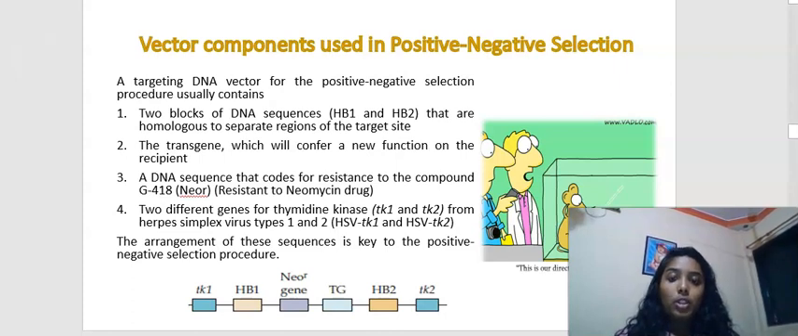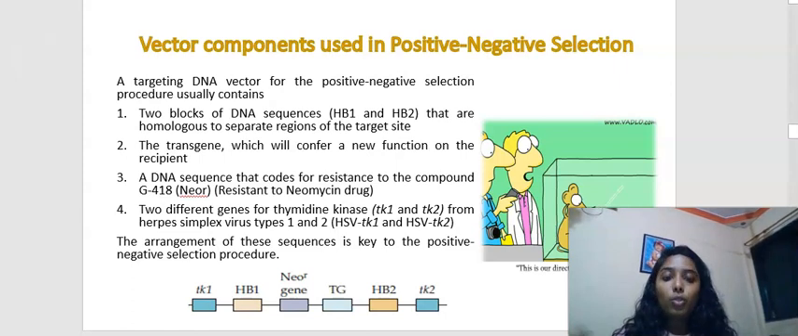The next component, that is your last component, is again a marker gene. This gene is called the TK gene, or TK1, TK2. TK stands for thymidine kinase. Since it is present in herpes simplex virus, it is also called HSV-TK1 and TK2. Now, out of these four components, two of them are your markers. Let's see how they work.